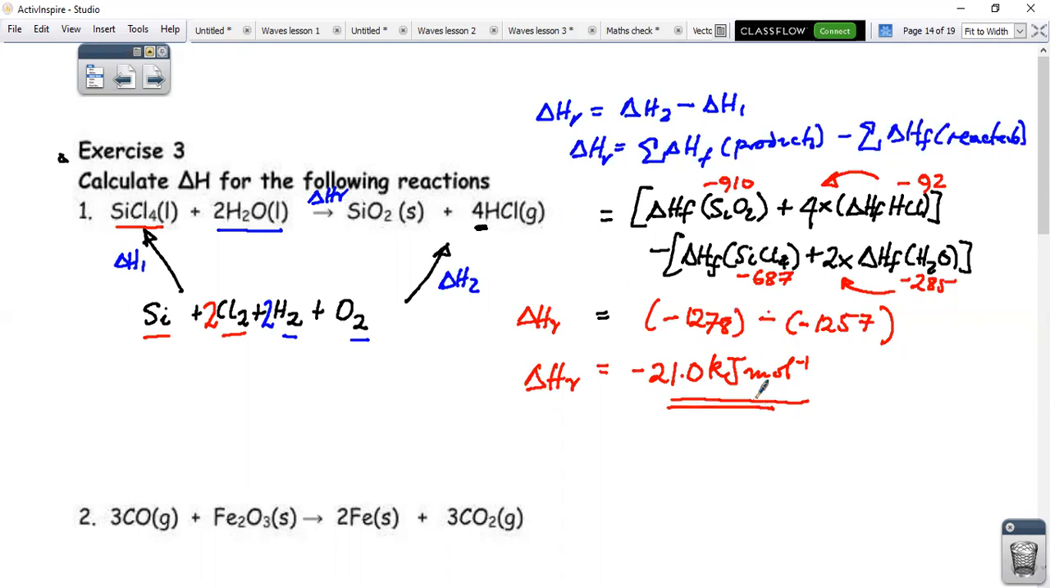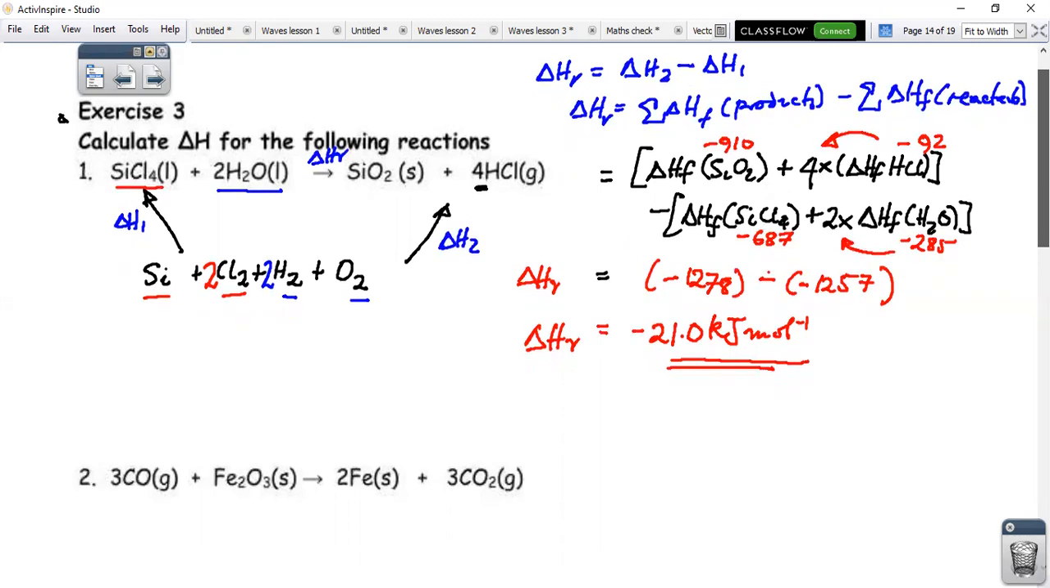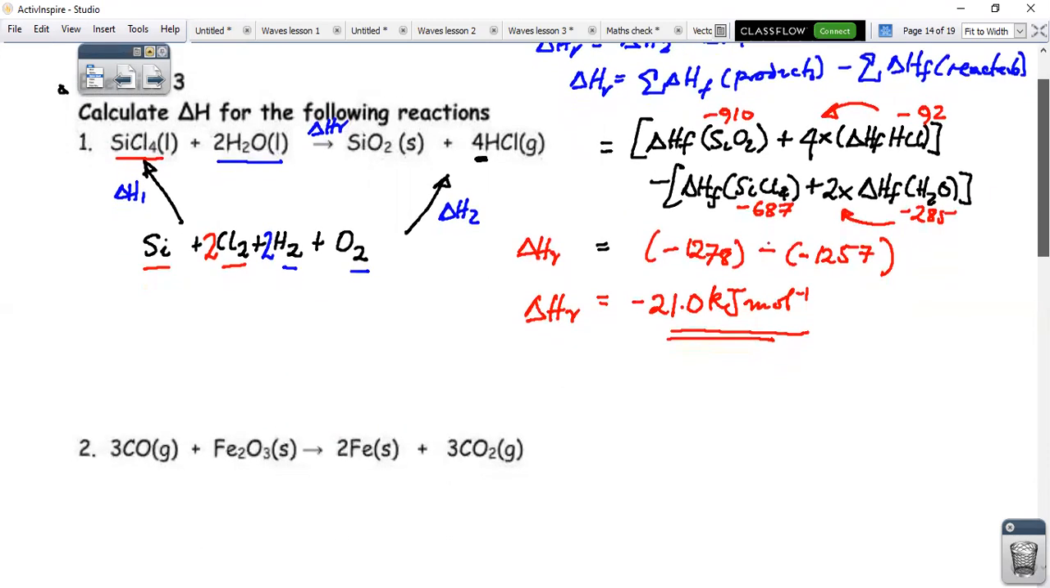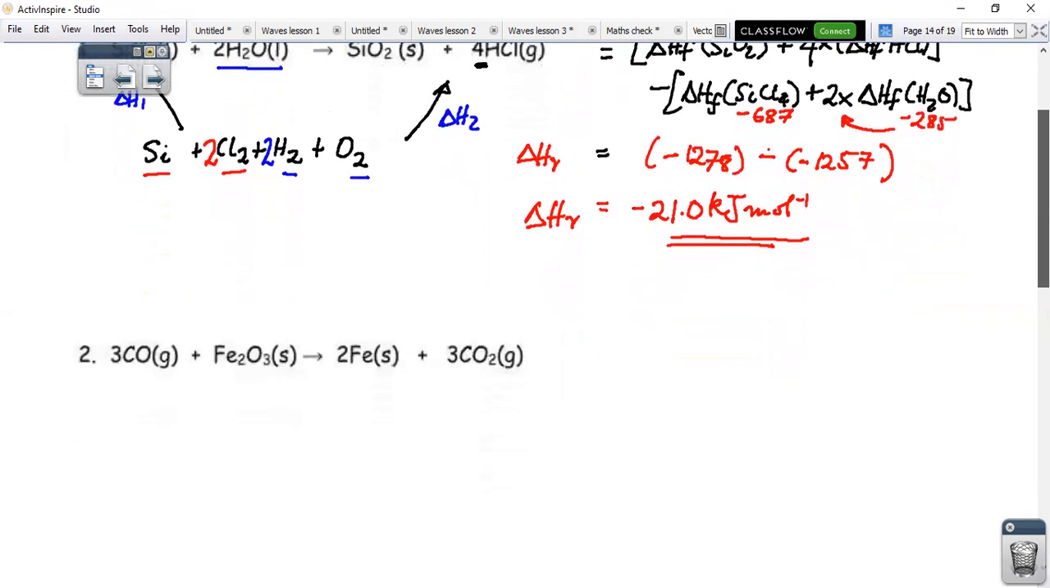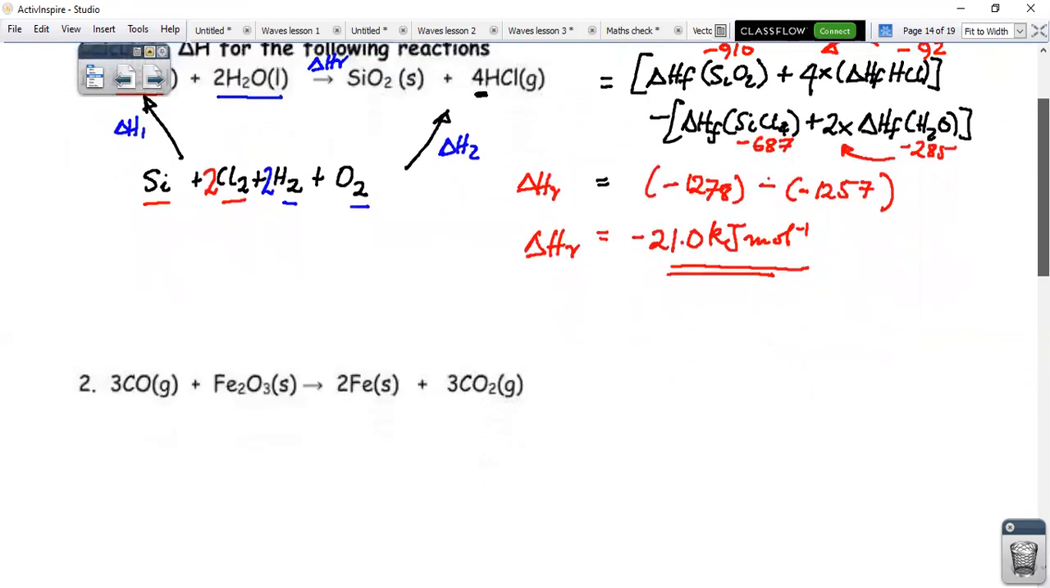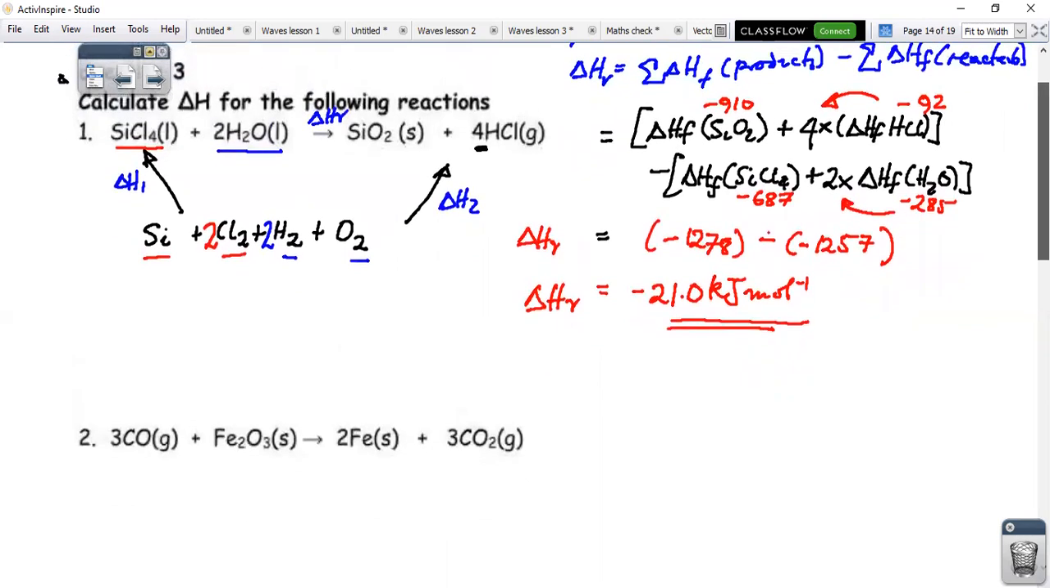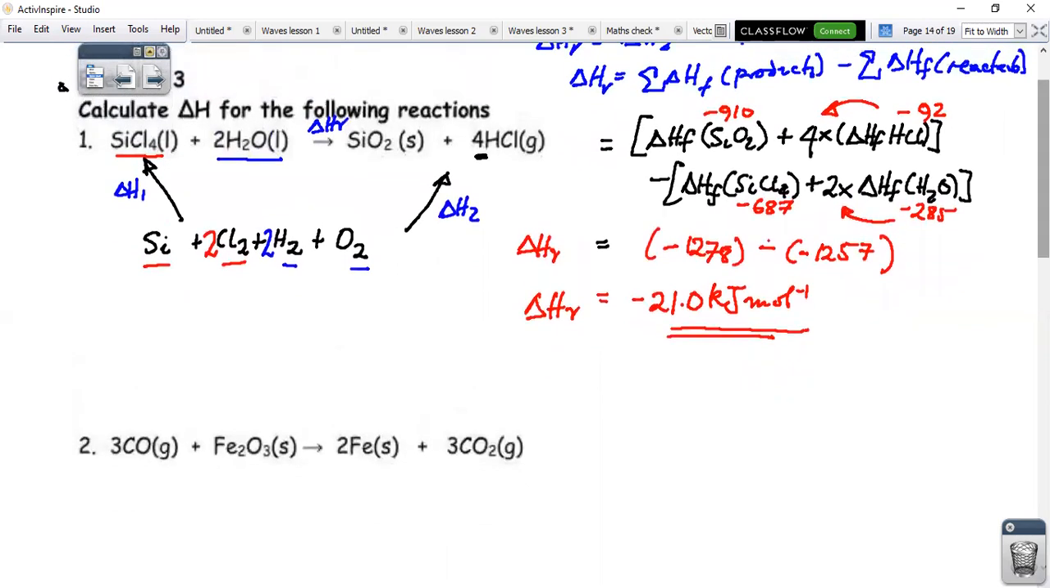Great stuff. Do you want to have a go at number 2 as well, using enthalpies of formation, just so you get the hang of it first? So I'll leave that there in case you want to have another look as well to see what was going on for this one.